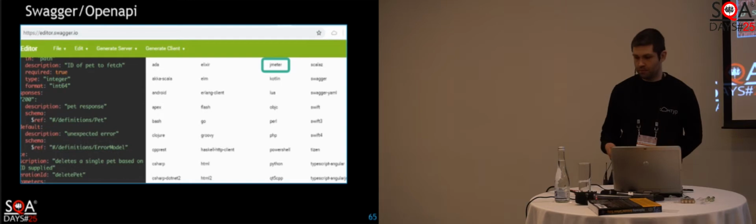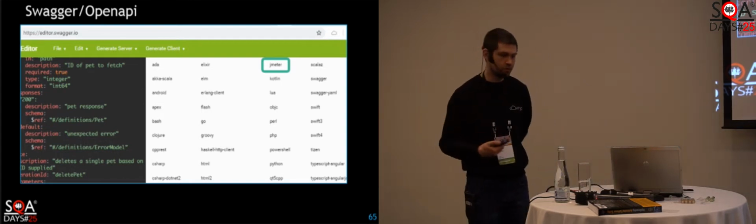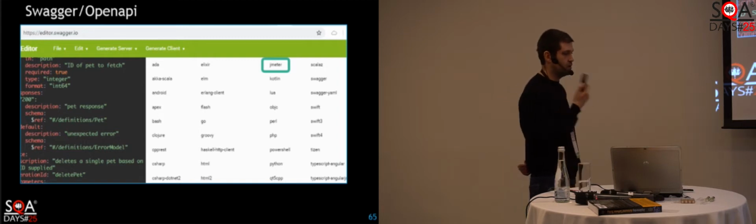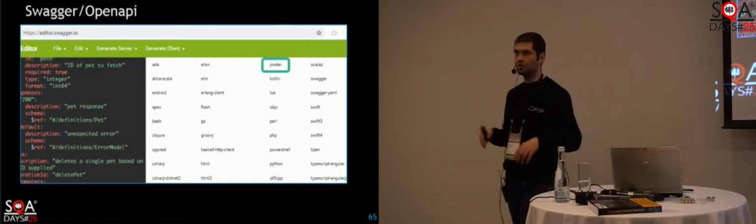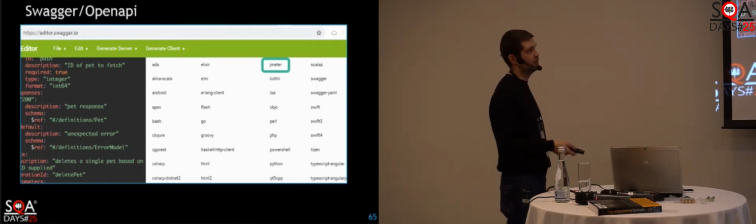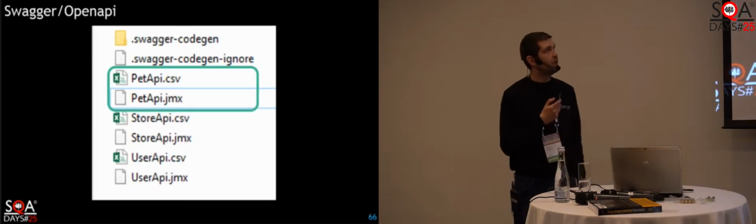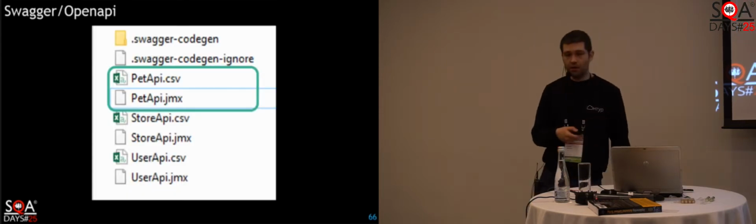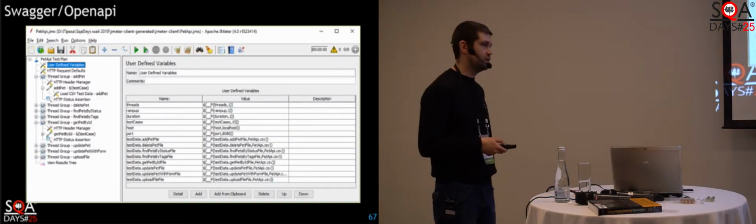Swagger was made by SmartBear and promoted by it. Now it's open source. It has a great interface, editor Swagger, and OpenAPI is there. There are a lot of great things there. It's really cool. We are interested in two files, CSV and JMX.